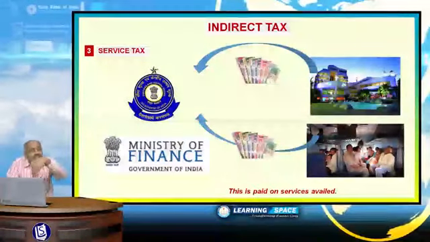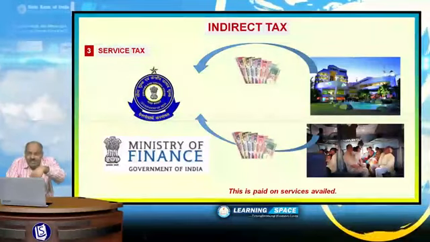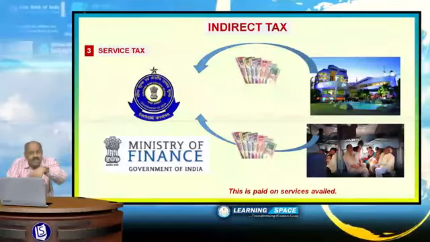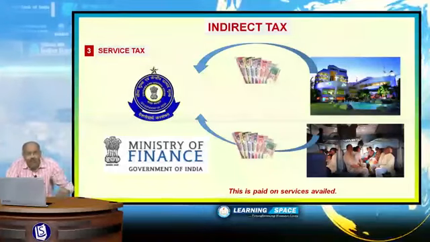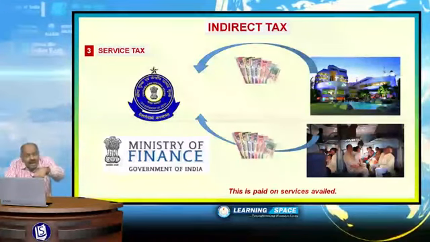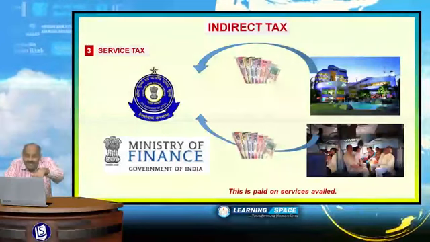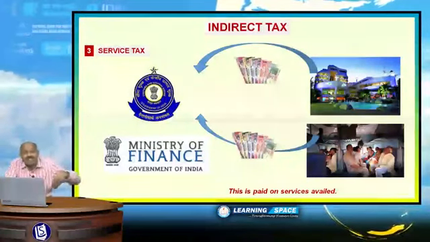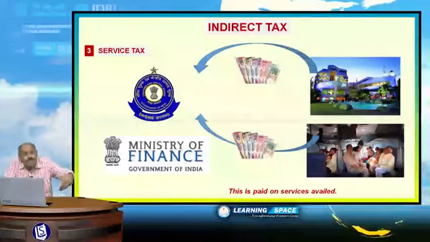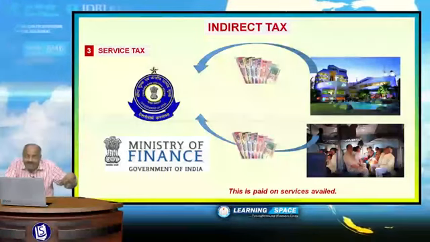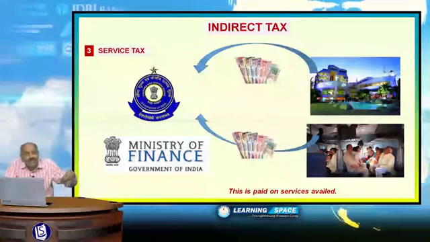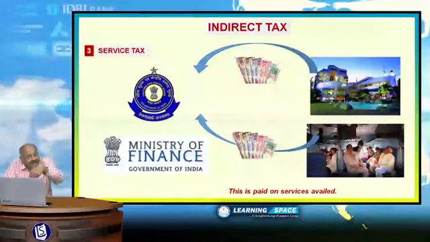Look at the third one, that is service tax. Service tax is levied on the services availed. If you are going into some star hotel and take lunch, then you have to pay service tax. If you are traveling by train from one place to another place, you have to pay service tax. So this service tax is paid on the services availed.